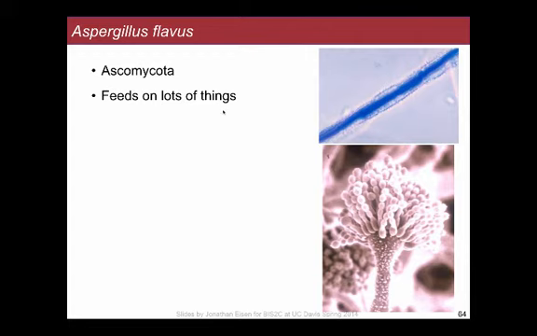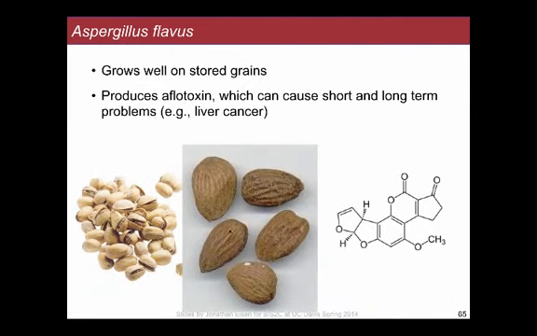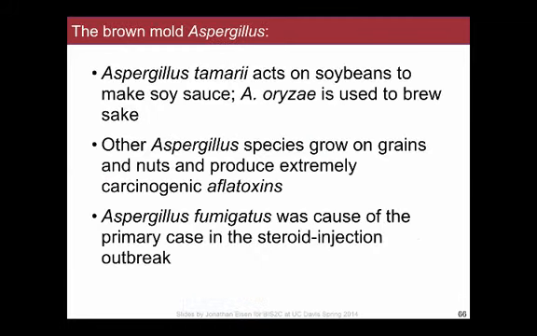Aspergillus, another Ascomycota, also feeds on lots of things, but one of the things it feeds on are nuts, and if it grows on particular nuts, it can produce this toxin as a byproduct of its growth called aflatoxin, which is a causative agent of things like liver cancer. There are aspergilli that are used in positive ways too, not just pathogens, but many of the aspergilli are pathogens.